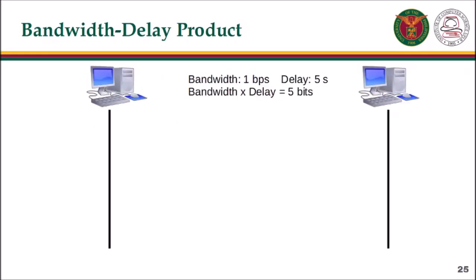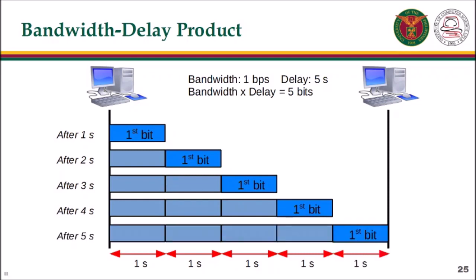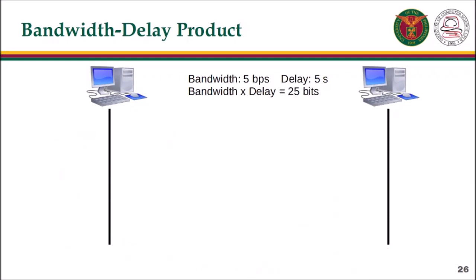In this example, the bandwidth is 1 bit per second. The delay is 5 seconds, so the bandwidth delay product is 5 bits. Another example: here the bandwidth is 5 bits per second, and the delay is 5 seconds. The bandwidth delay product is 25 bits.